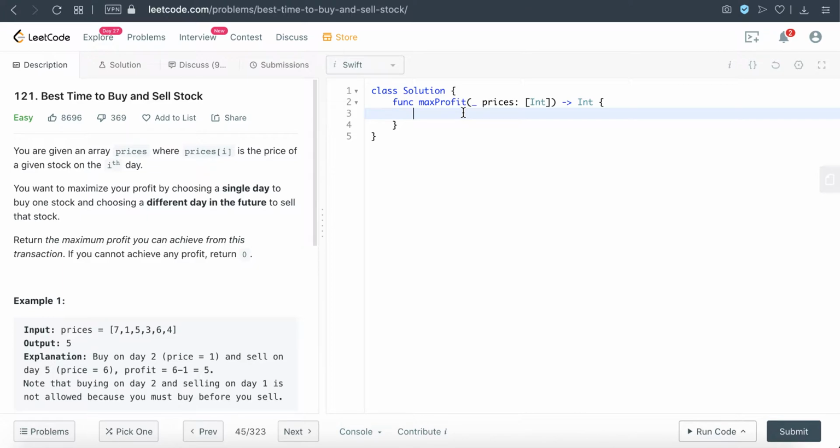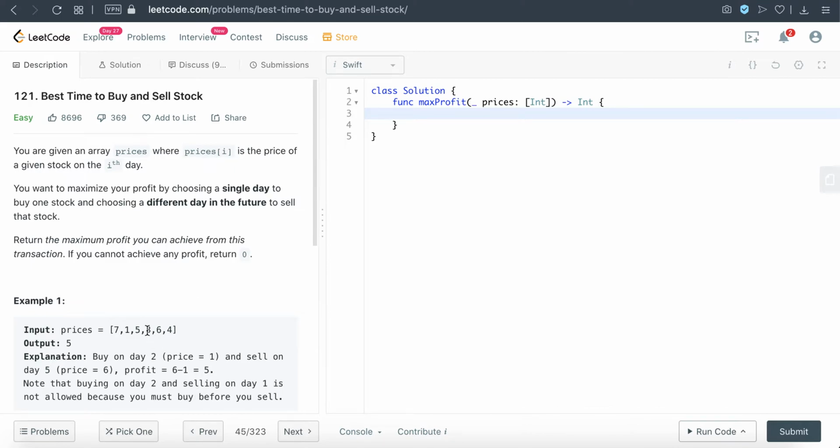Today we'll be tackling question 121 on Leetcode, best time to buy and sell stock. So essentially this question is asking us, given an array of prices, what is the maximum profit that we can get? So using this example here, if we choose to buy the stock price at index 1, we should sell it at index 4, at price 6, because 6 minus 1 will give us a profit of 5.